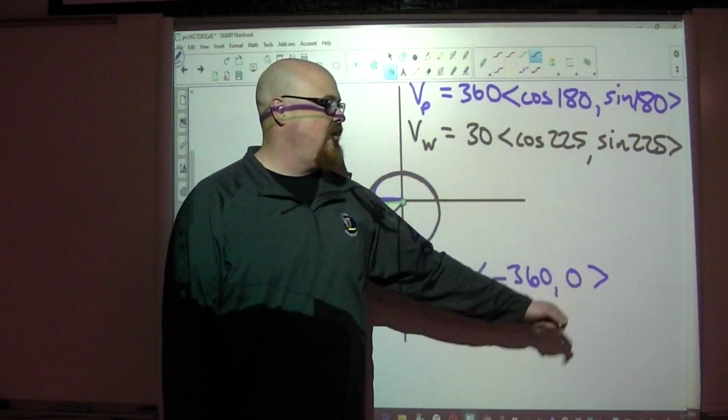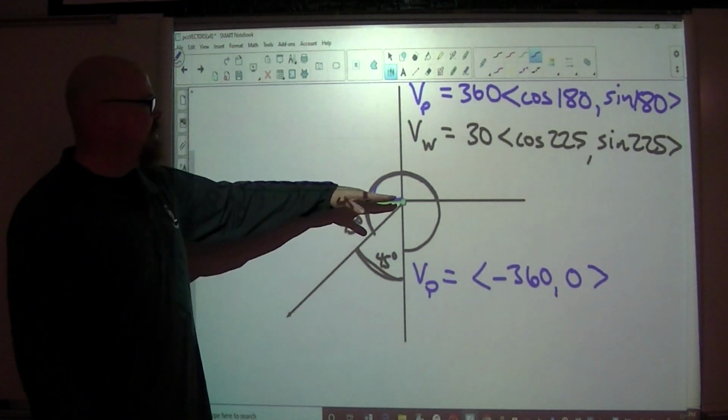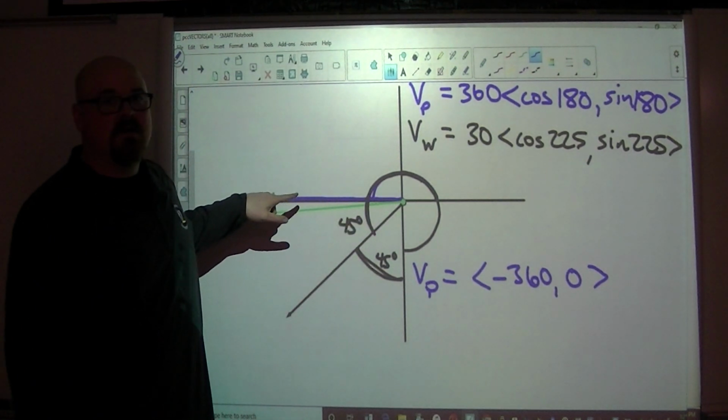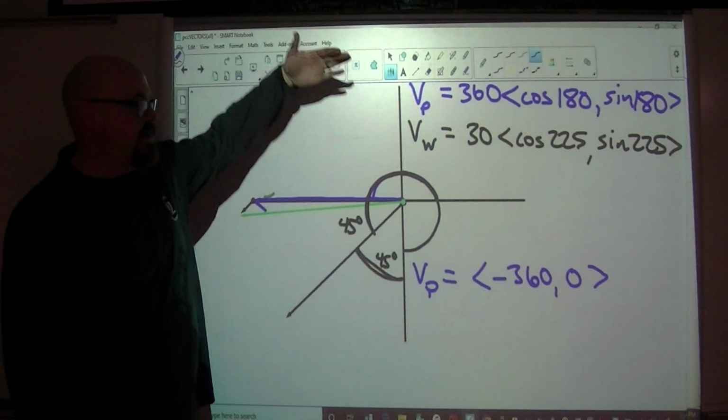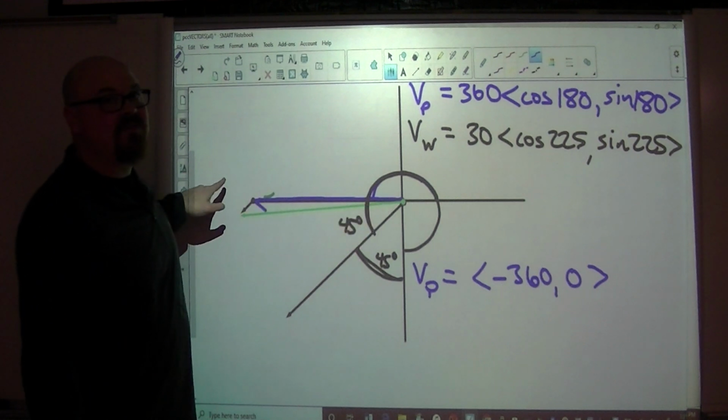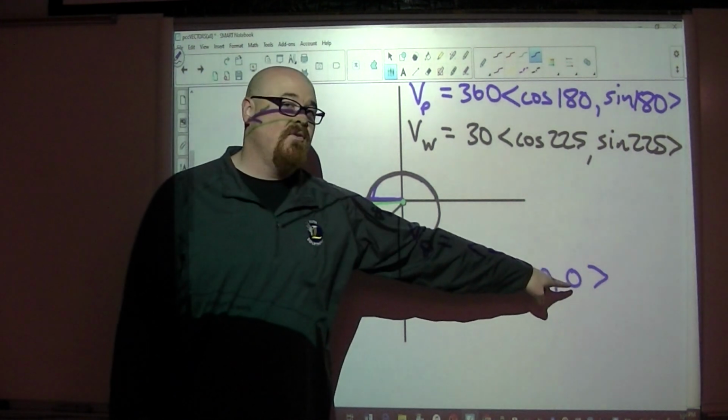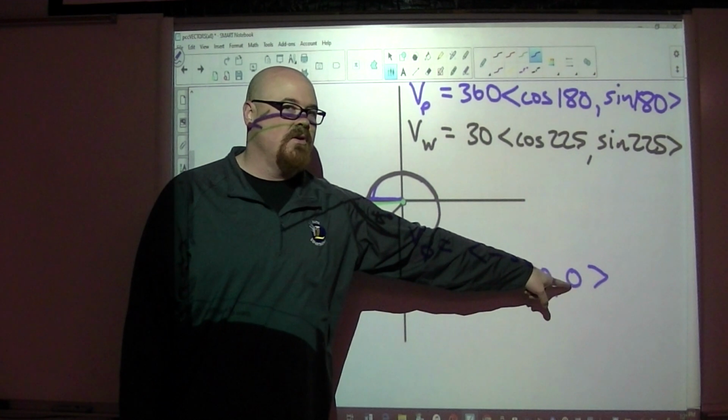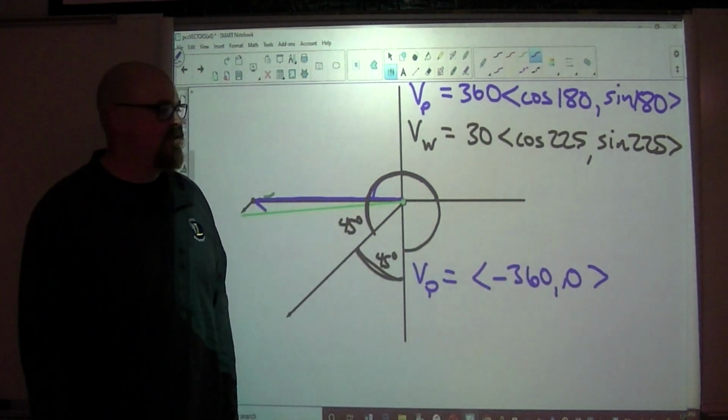If you're like, 0, how do we get 0? What's the vertical component of this vector? How much is it rising up? It's not, it's going straight to the left. Okay, so it has no rise, it has no vertical component. That's why that ended up being a 0.